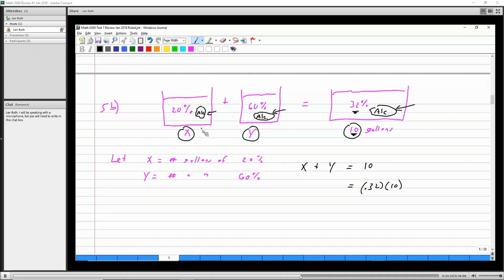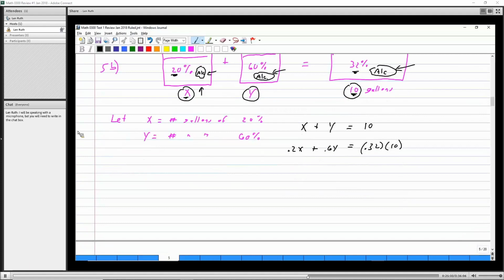To find the number of gallons of alcohol in the first jar, you do the same kind of thing. You take the percentage and multiply by the volume. 20% of the X gallons is alcohol. So 0.2 times X. 0.2 is 20% written as a decimal. 20% of, or times, the total volume X is the amount of alcohol there. And for the second one, it's 0.6 times Y. And the alcohol from the first jar plus the alcohol from the second jar equals the alcohol on the right.